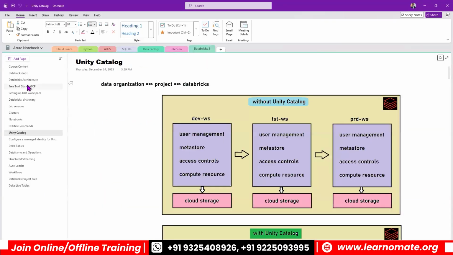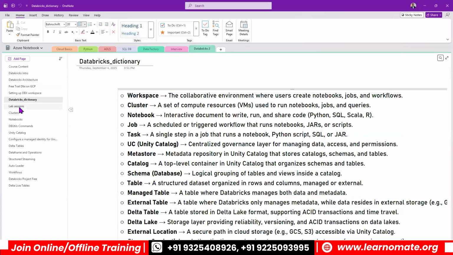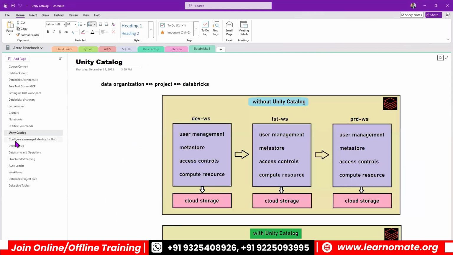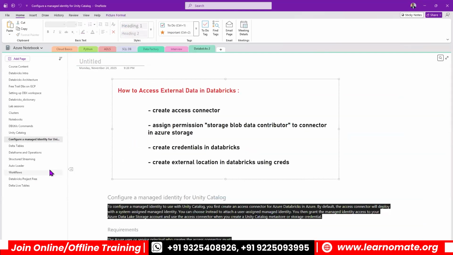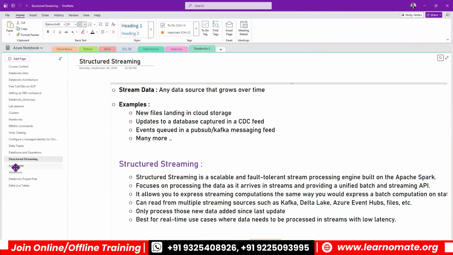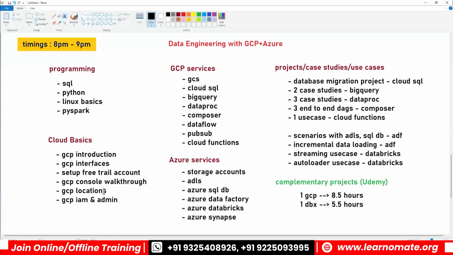Like introduction, architecture, and setting up the Databricks workspace, dictionary, lab sessions, clusters, notebooks, DB utility commands, Unity Catalog, configuring external connectors, Delta tables, data frames and operations, structured streaming, Autoloader, workflows, and project. Okay, a lot of things also covered, sir. This is a high-level idea I wanted to give you guys.